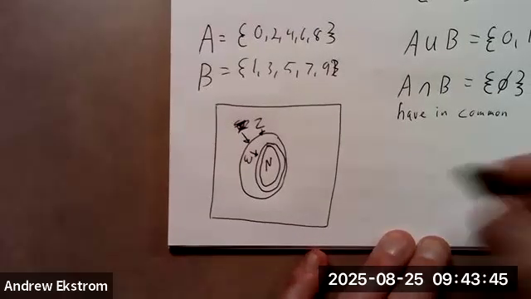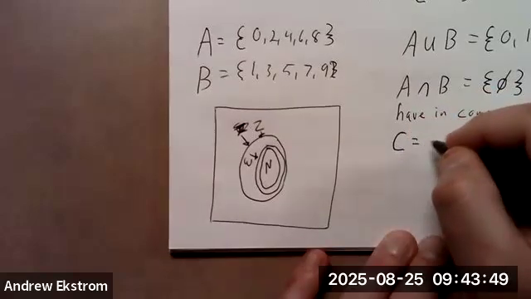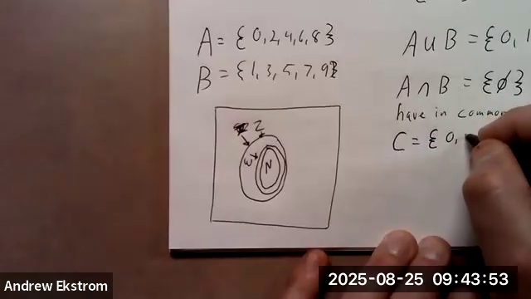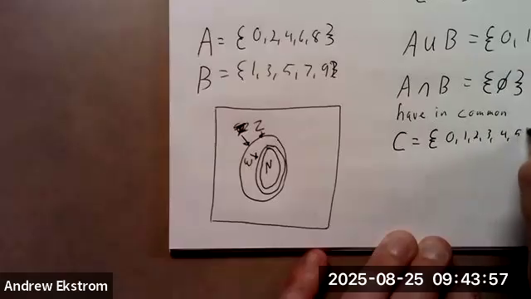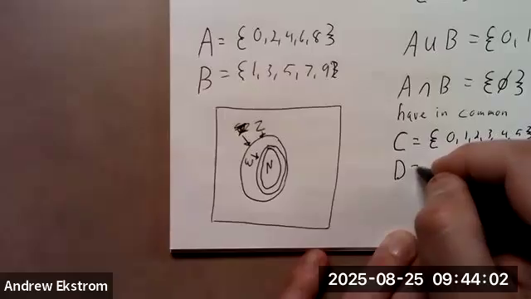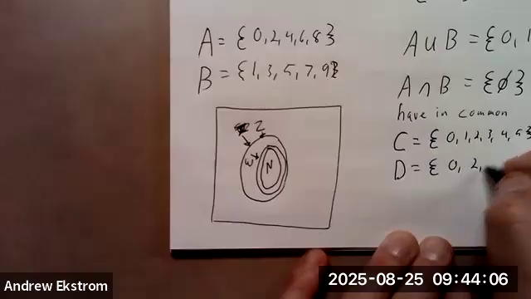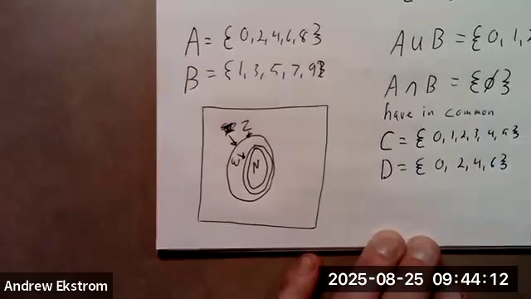So if we have, let's say, set C, which I'm just going to have as 0, 1, 2, 3, 4, 5, and set D, let's say 0, 2, 4, 6. So something like that.